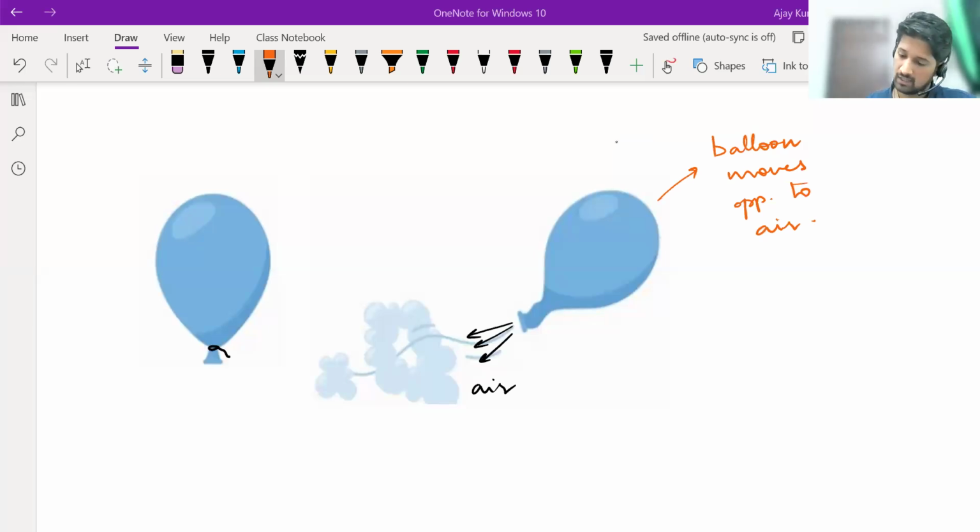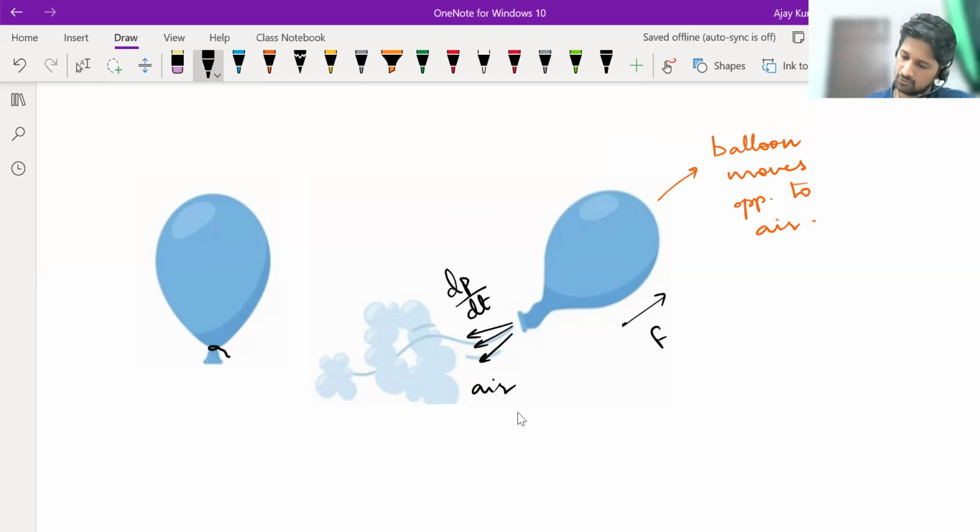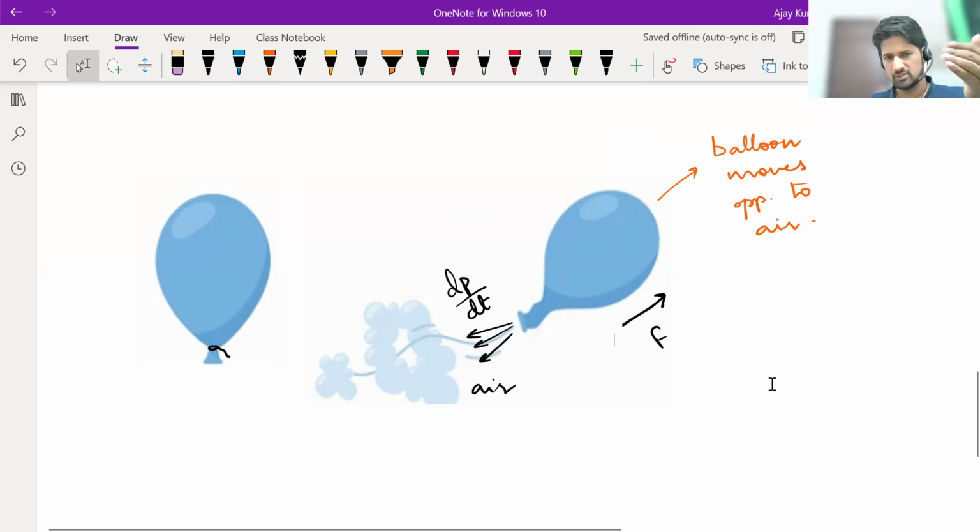You can tell how much force acts on the balloon if you know the rate at which air is flowing out of its mouth. Of course, there are some other things also you need to know, like density of air and all. If you know all those, then based on this dp by dt, the rate of flow of linear momentum, you can tell how much force acts on the balloon. And from that, you can find out its acceleration and so on. We'll solve problems like this in this chapter also.